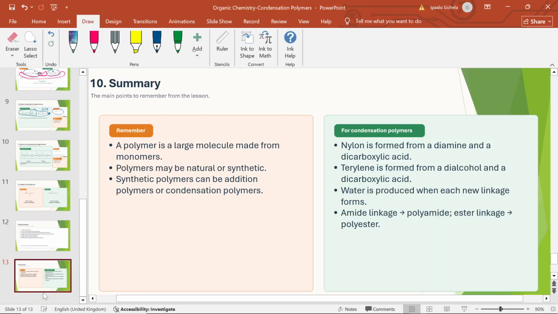So a summary of what I just said is that a polymer is a large molecule made from monomers. Polymers may be natural or synthetic. Synthetic polymers can be addition polymers or condensation polymers. For condensation polymers, nylon is formed from diamine and dicarboxylic acid. Terylene is formed from dialcohol and dicarboxylic acid. Water is produced when each new linkage forms. So each time the 2 monomers of terylene or nylon combine, water is produced.